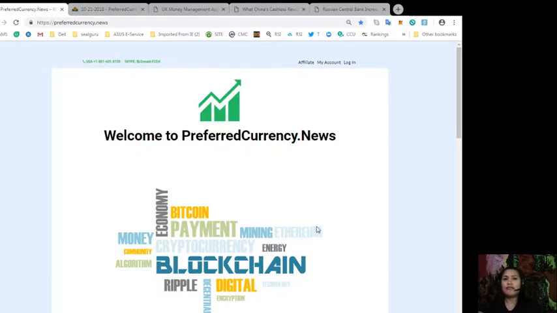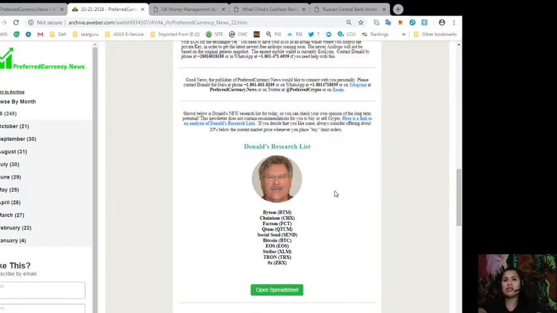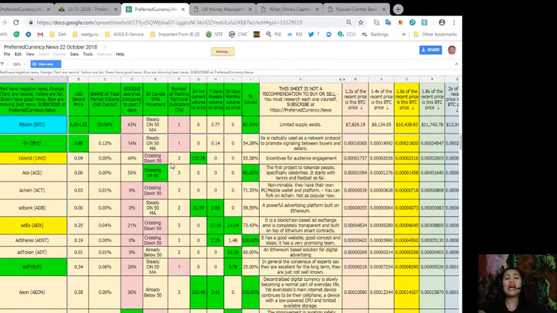Just take for example Donald's research list. I love this analysis because, for beginners, it is very easy to understand. It's very comprehensive, it's very accessible, and you can never find any other material that is easier to analyze than Donald's research list. Not just that, you can find all the information that you need in just one setting.